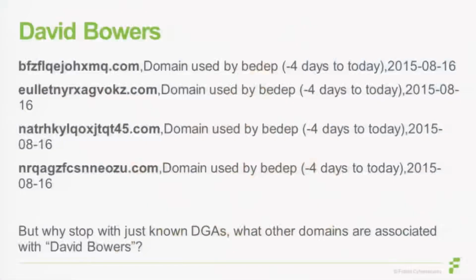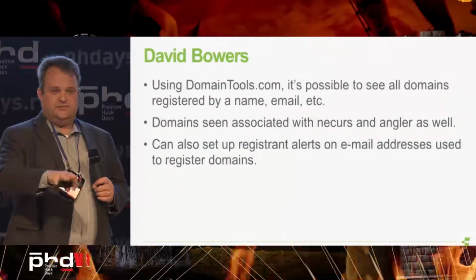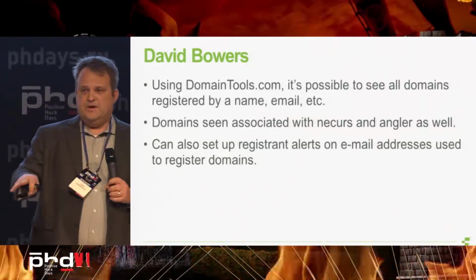So going from there, I know that this person is using this very specific name and very specific email addresses. I'd like to see what else is associated with this person, right? There's a service called Domain Tools. I highly recommend it. I have no professional affiliation with them. I just use their product. It's possible to simply search on a name or an email address and then correlate all of those domains into one list, right?